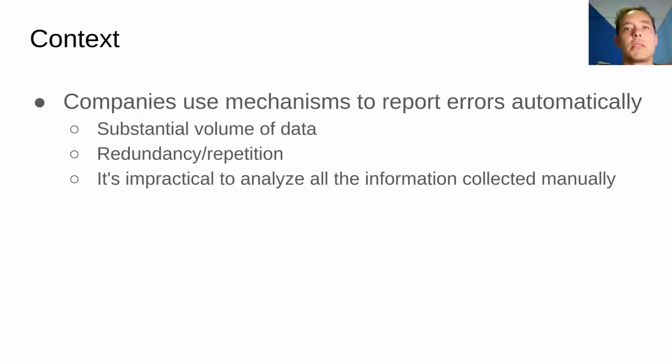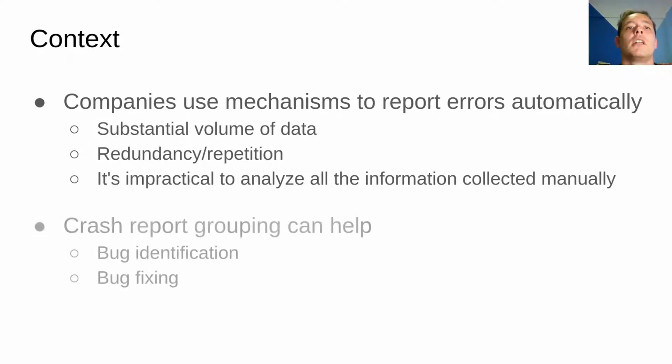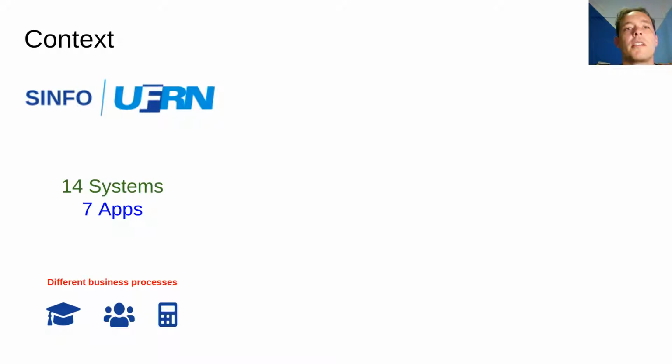Companies use mechanisms to report crashes automatically. This generates a large volume of data with possible redundancy and repetition. To mitigate this problem, crash reports can be grouped based on similarity of stack traces and used by developers to facilitate bug identification and fixing.